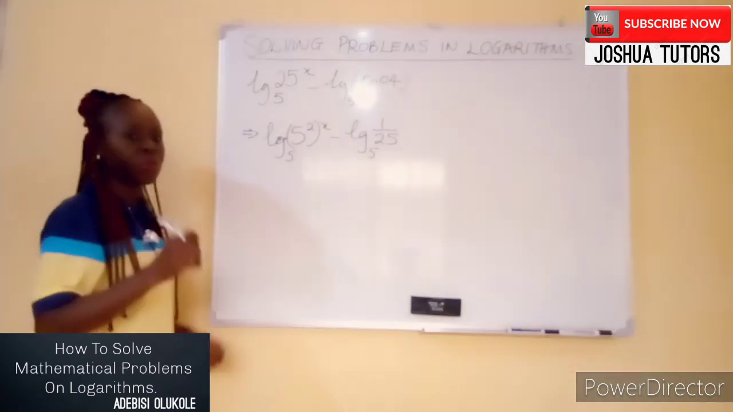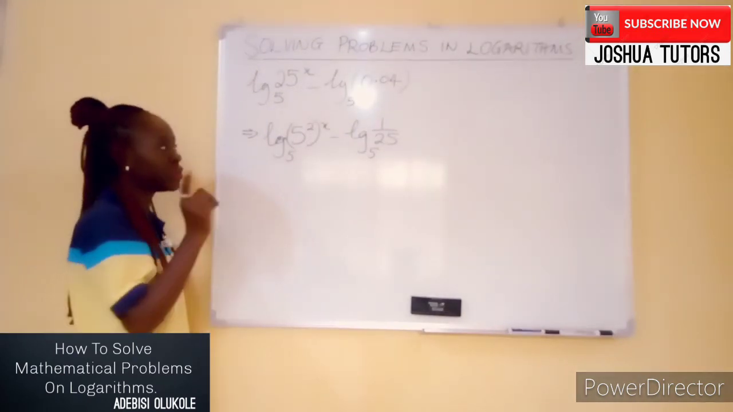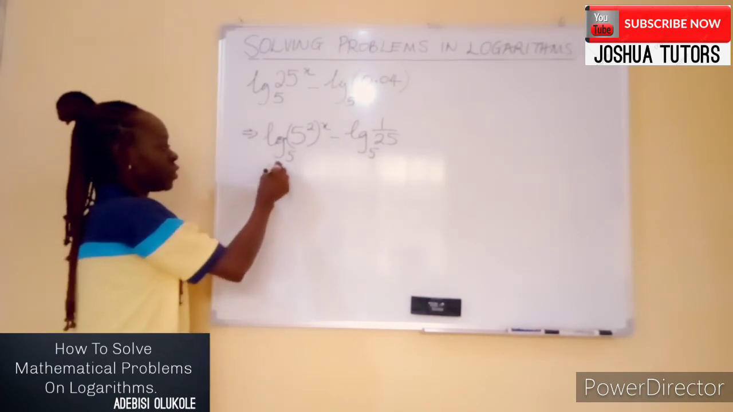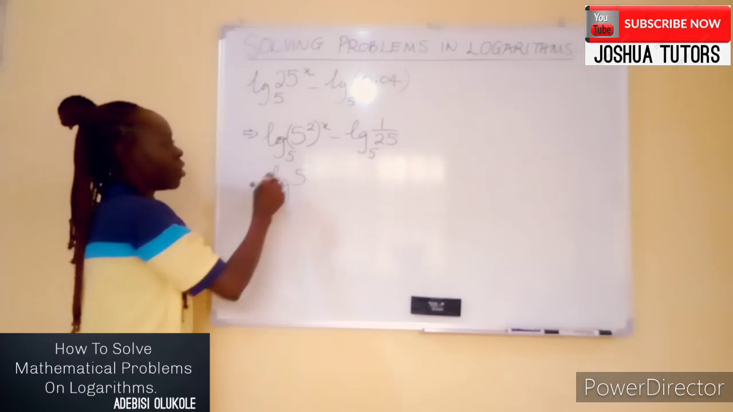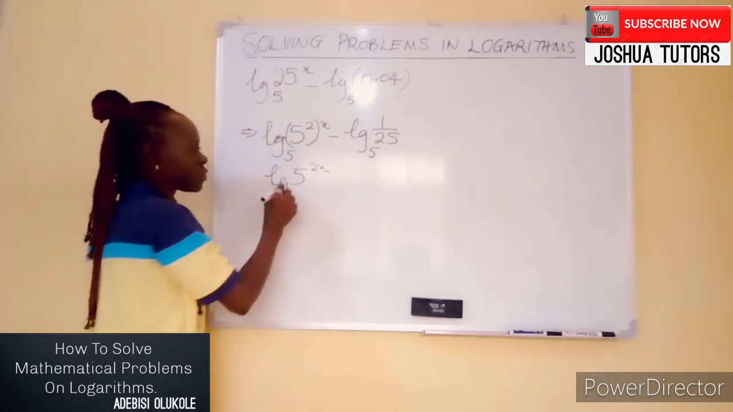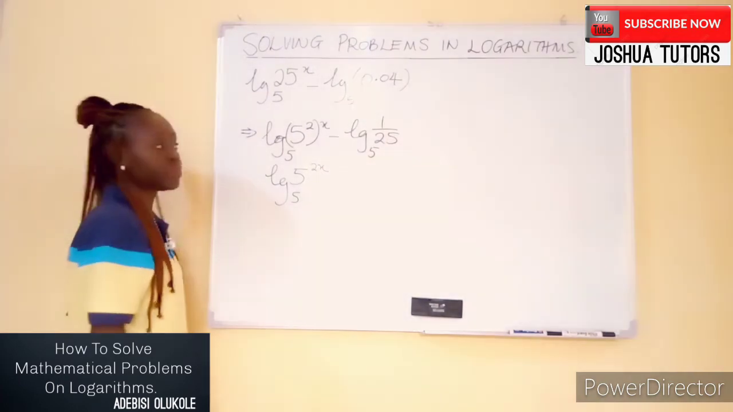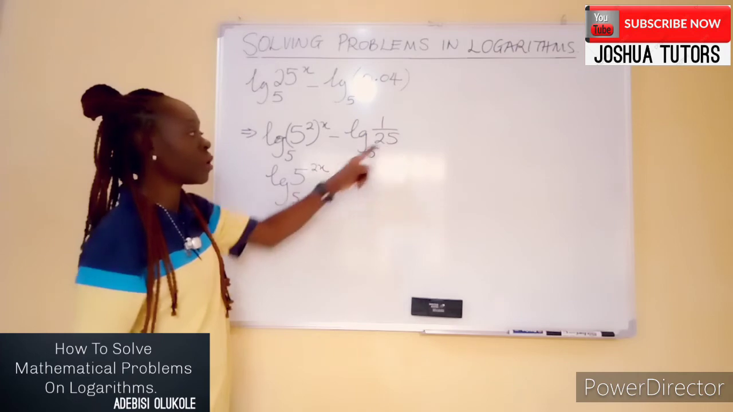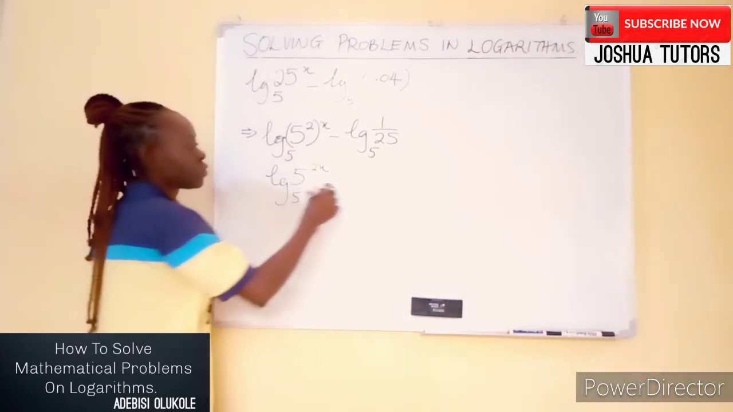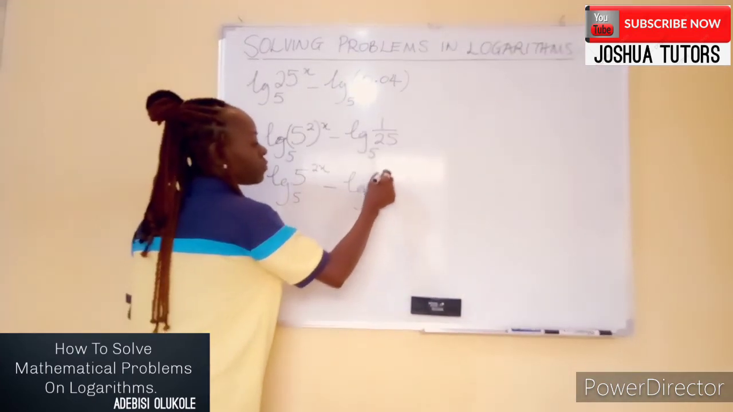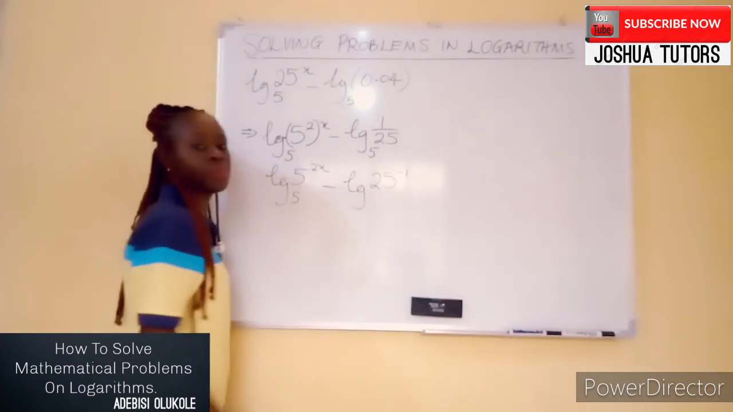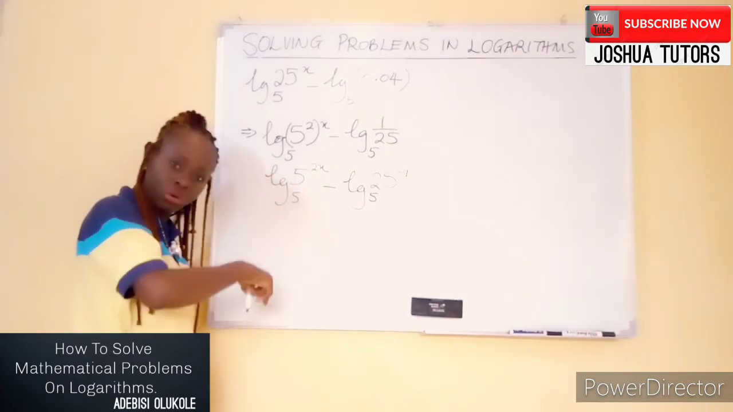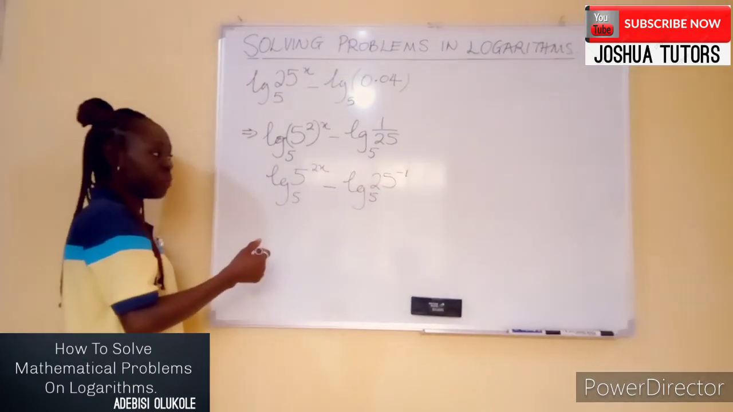If you remember, in indices, we said power multiplies power. It can also be applied here. So I'm going to do this: log of 5 raised to the power of 2x to base 5, minus 1 over 25. When it comes up, it assumes a negative index. So I'm going to have log of 25 raised to the power of minus 1 to base 5. I'm applying laws of indices as I'm also solving logarithm. That is why indices is very important.